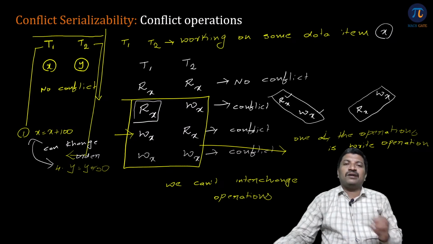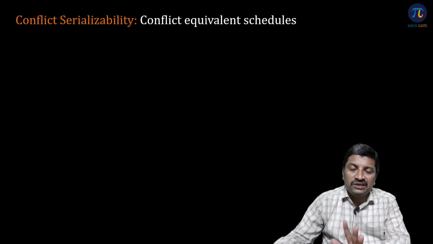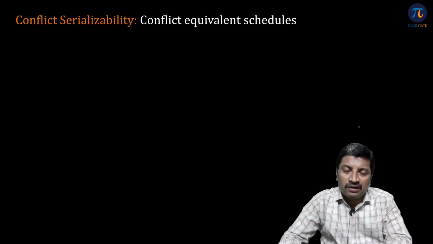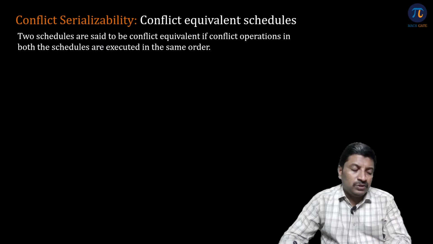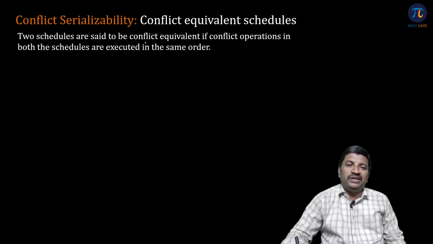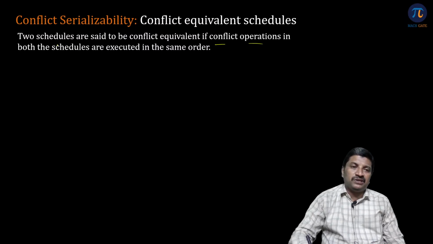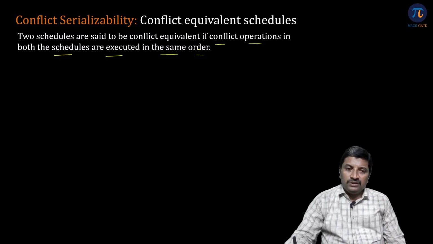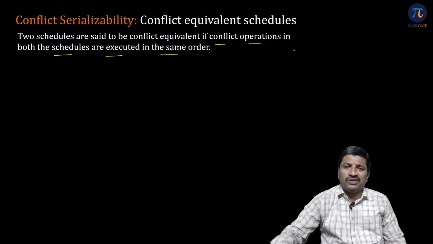Okay. Now we are ready to discuss what is conflict serializability. Conflict equivalent schedules. What is meant by conflict equivalence, or when can we say two schedules are conflict equivalent? Two schedules are said to be conflict equivalent if the conflict operations in both schedules are executed in the same order.